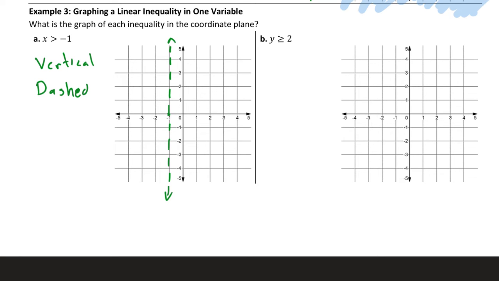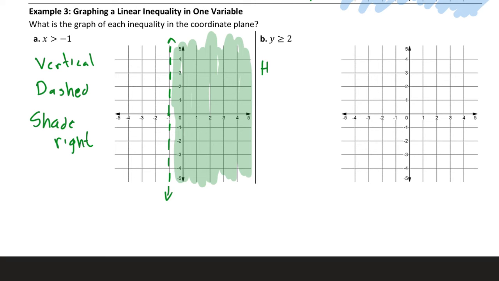Okay? Now, to shade this, you're going to think of numbers greater than -1 for x. So that means for this inequality, I'm going to shade to the right. I'm going to shade all the numbers that are greater than -1 as x values. So I'm going to say shade right, okay? In the next example, y is greater than or equal to 2. That's going to be a horizontal line.